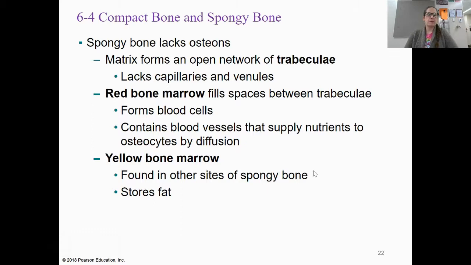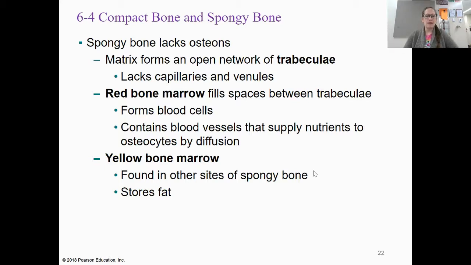The other type of bone tissue that we will look at is called spongy bone. And spongy bone does not have those tree trunks. It doesn't have osteons. It has trabeculae, or basically this kind of spider web formation. And the reason being is that it is producing red bone marrow in that. And basically what happens in red bone marrow is the production of RBCs, or red blood cells. And that process is called hematopoiesis.